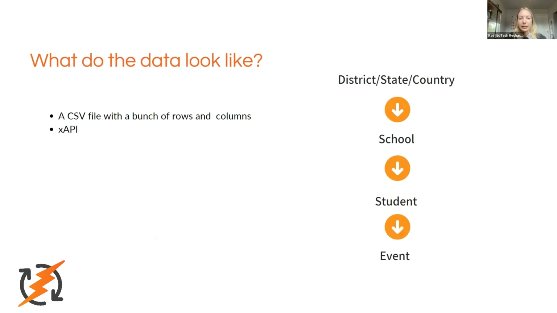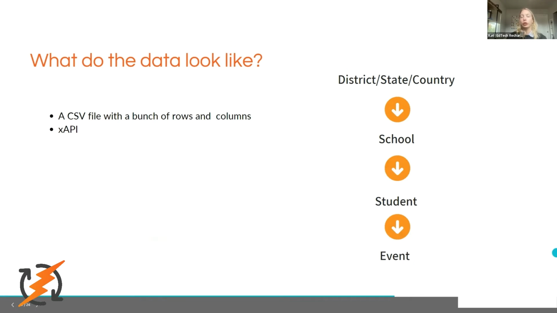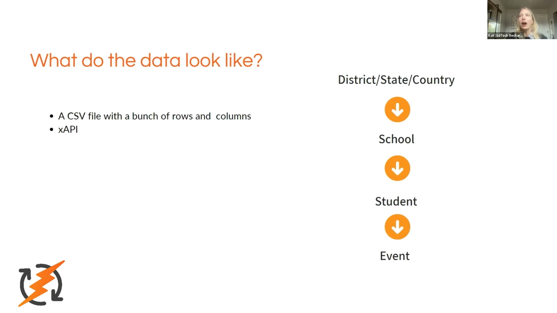So what does it look like? A lot of times you'll have a CSV file with a bunch of rows and columns. And oftentimes you'll get different data files that you need to stitch together into one big data file. So you can imagine, if you're interested in looking at standardized test scores, you might be getting those data from the school, the state, the school district.